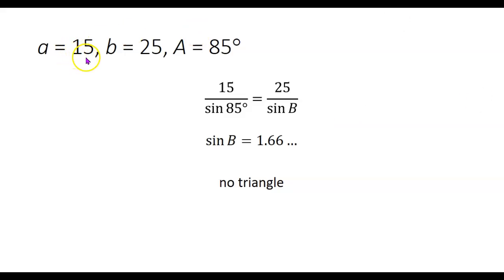So suppose little a is 15, little b is 25, and big A is 85 degrees. Plug those into the law of sines. You get that the sine of b is 1.66, and right there you can stop and say that's impossible, so there's no triangle that fits those numbers.